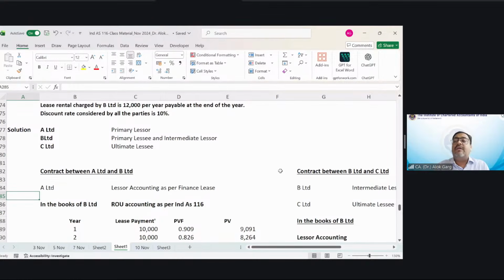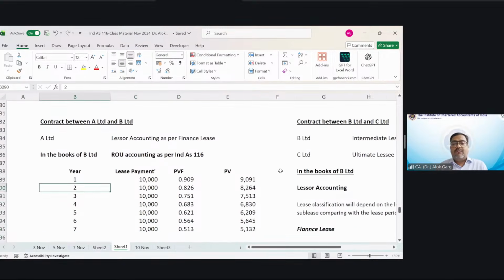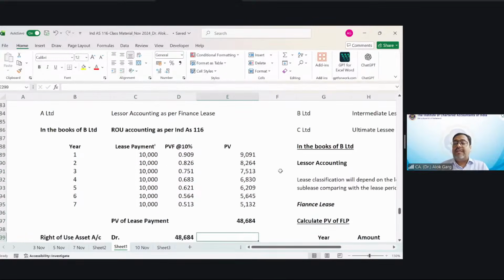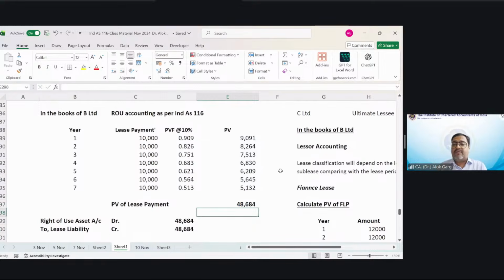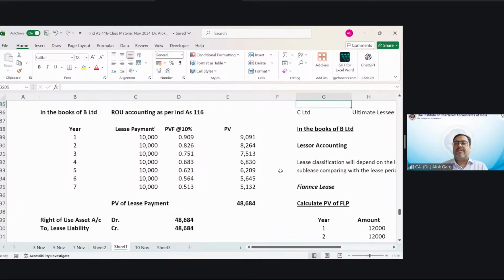And what will A Limited do? A Limited will de-recognize the car and record the lease receivable. Now what will B Limited do? In the first contract, B Limited is a lessee, so it will do the ROU accounting, as simple as that. For years 1 to 7, 10,000 is the lease payment, and 10% is the discount rate, the present value factor at 10%. This is the present value. The present value of the lease payment is 48,684. B Limited will debit right of use asset and credit lease liability. Okay. Right. Now, the second aspect.